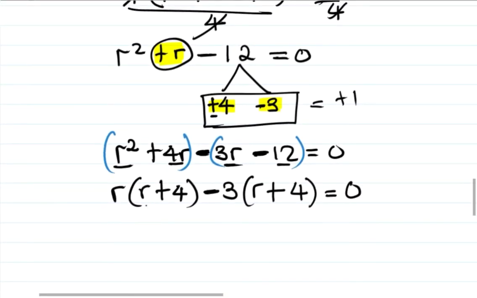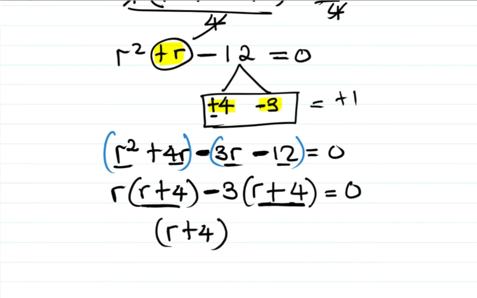So you can see this bracket is the same as the other bracket. So you can just pick one bracket which is R plus 4. And the other bracket will be the combination of the factors, this one and this one together. We're going to have R minus 3, then is equal to 0.